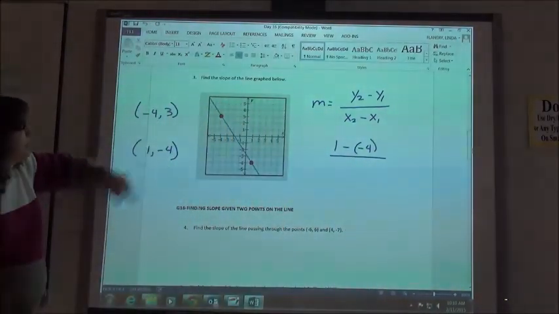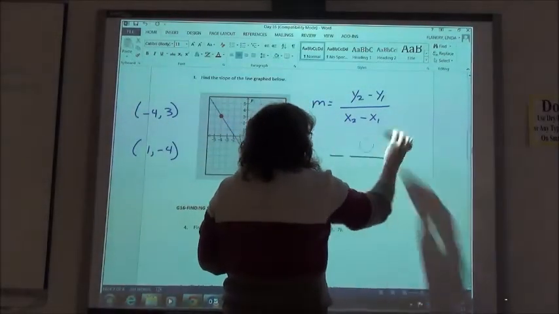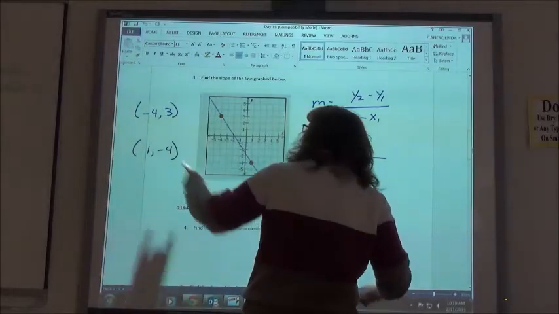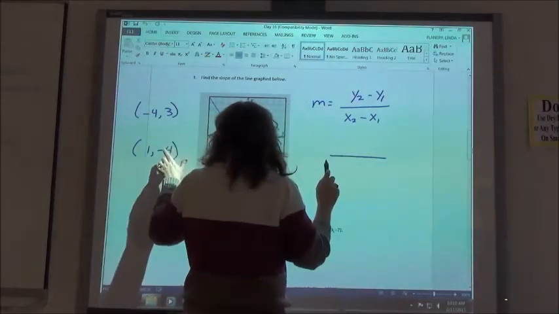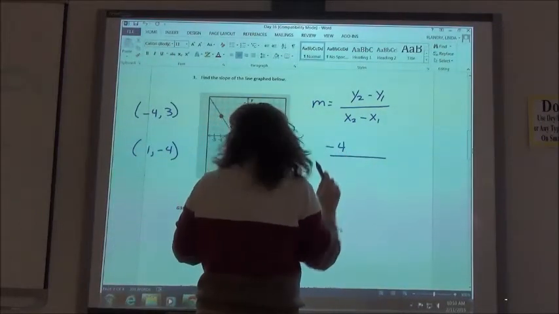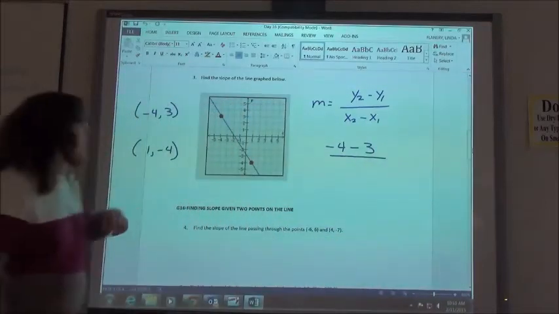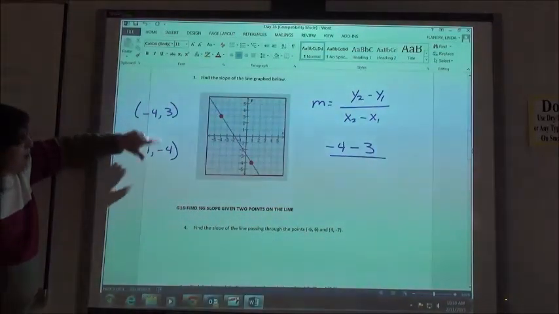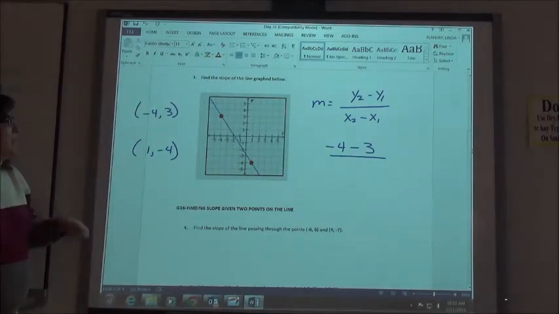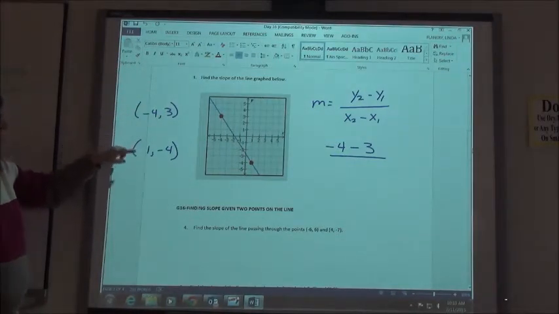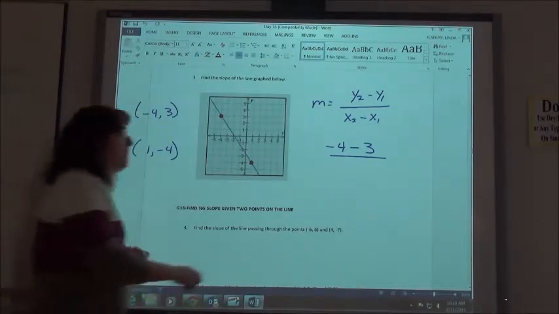So subtract, whoops. Oh wait, no, that's on the bottom. You better pay attention here. That should be on the bottom. That's my x's. I got to do my y's. So I should have negative 4 minus a positive 3. So subtracting my y values, I have a negative 4 minus the 3. And then for my x's, I'm going to have the 1 minus a negative 4.